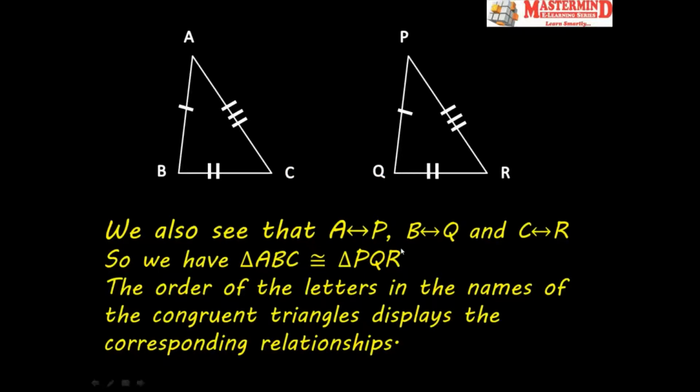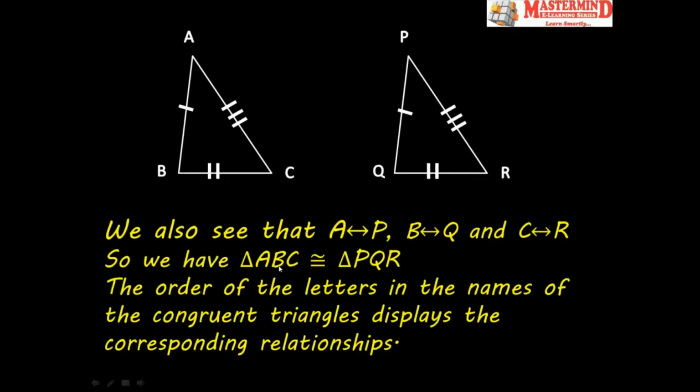So we have triangle ABC is congruent to triangle PQR. The order of the letters in the names of the congruent triangles displays the corresponding relationships. So we cannot change the order here. We cannot say that triangle ABC is congruent to triangle QPR. That will entirely change the meaning. So the order in which you write the name is very, very important in writing the symbolic way of congruence.